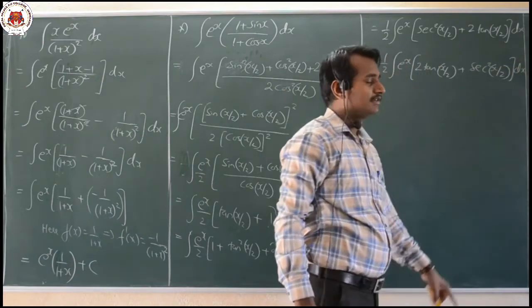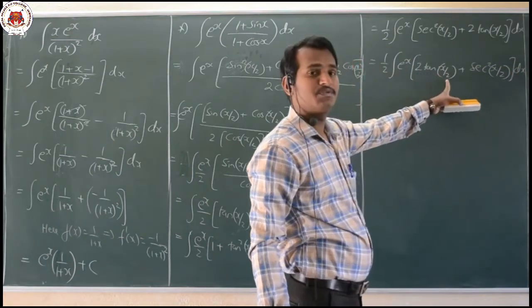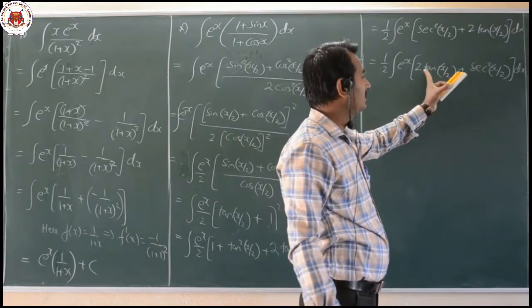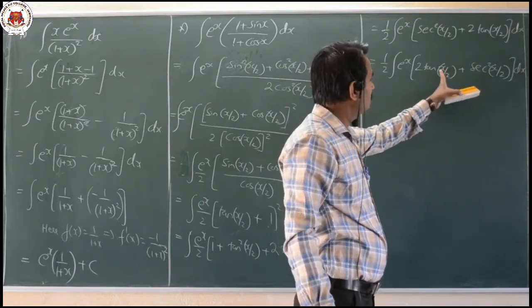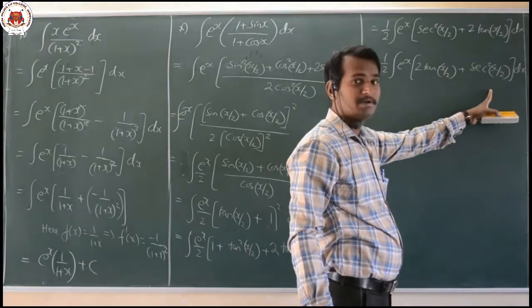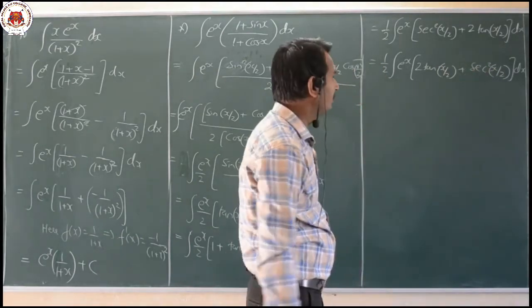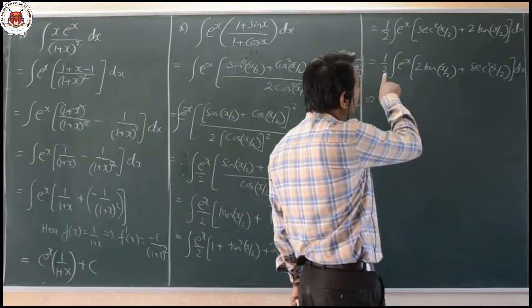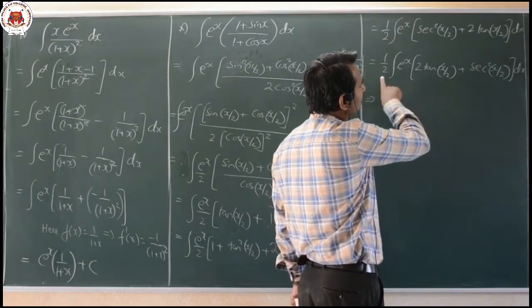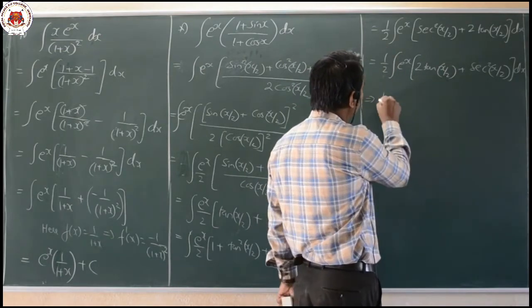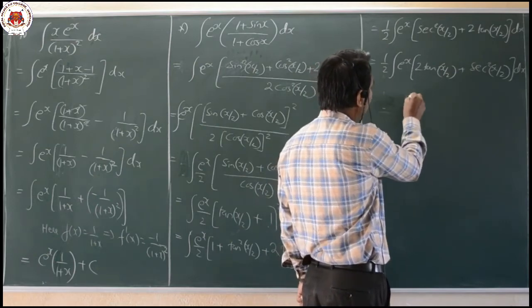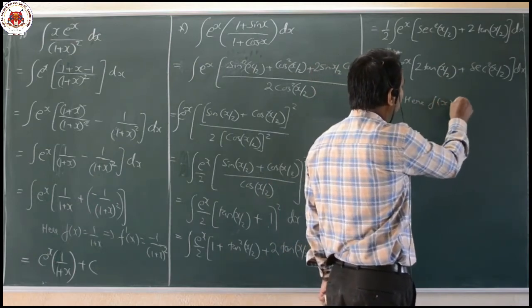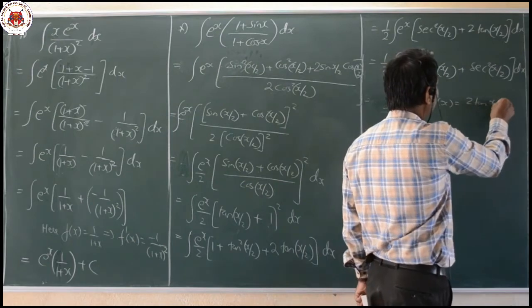Now here I can observe tan x by 2 differentiation. The derivative of tan is secant square, and further the differentiation of x by 2 will be 1 by 2. So whatever the 1 by 2 is, I will multiply here: 1 by 2, here f of x equal to 2 tan x by 2.